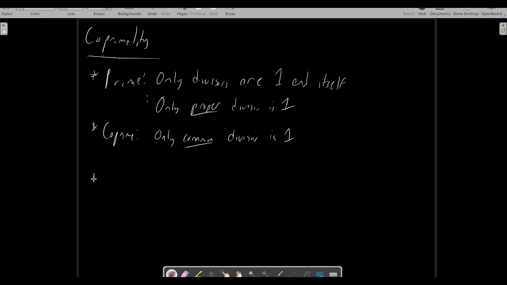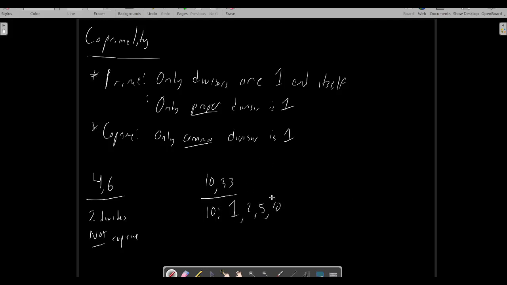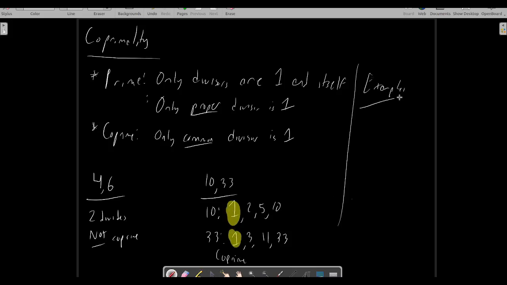For instance, 4 and 6 are not coprime since 2 divides both of them evenly. 10 and 33, on the other hand, are coprime. The factors of 10 are 1, 2, 5, and 10, while the factors of 33 are 1, 3, 11, and 33. The only factor they have in common is 1. Now, interestingly, two adjacent numbers are always coprime. That is, 1 and 2 are coprime, 2 and 3 are coprime, 3 and 4 are coprime, and so on.